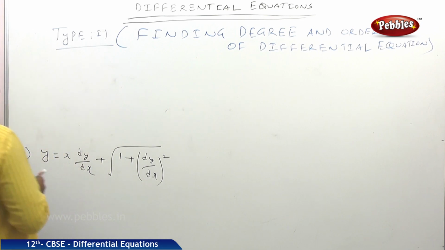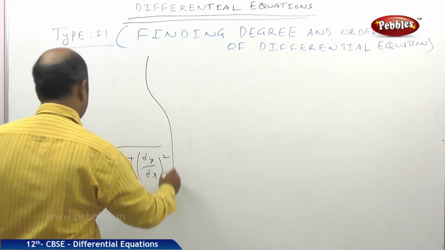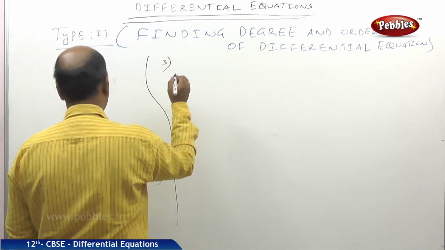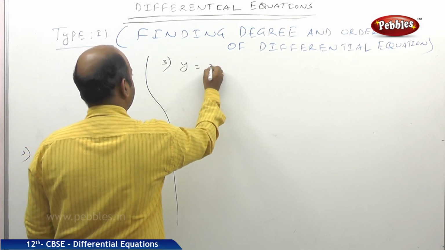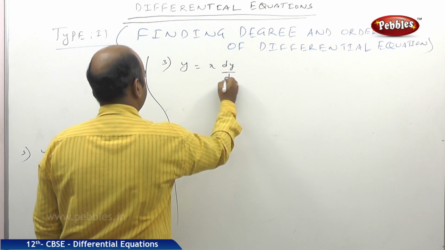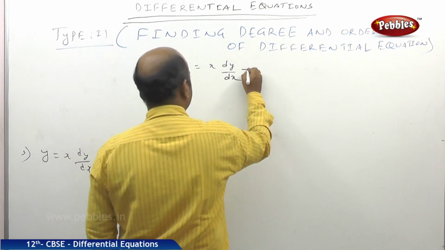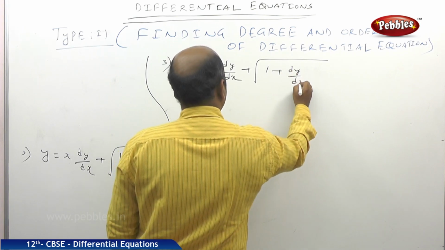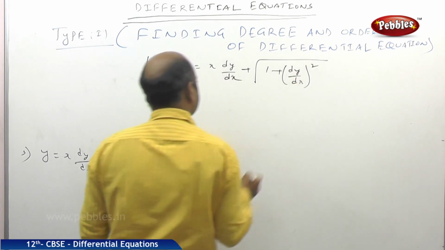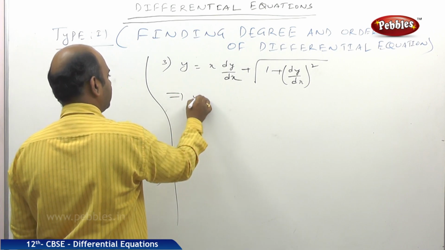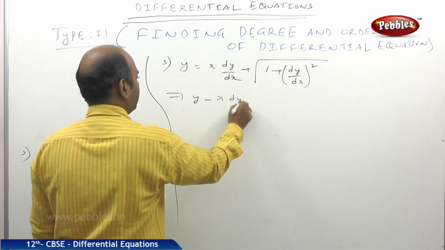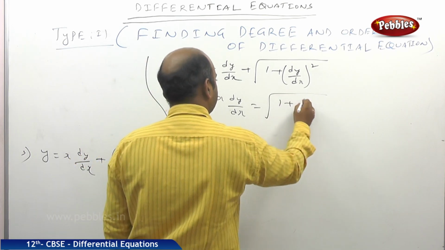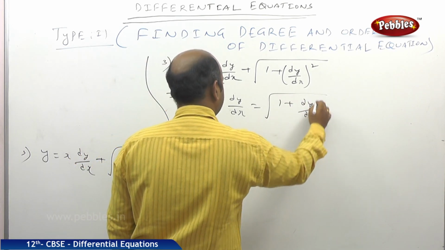So what happens? I am doing that problem, the third problem asked in your CBSE pattern. y is equal to x into dy by dx plus under root of 1 plus (dy by dx) whole square. So what happens? That implies y minus x into dy by dx is equal to under root of 1 plus (dy by dx) whole square.